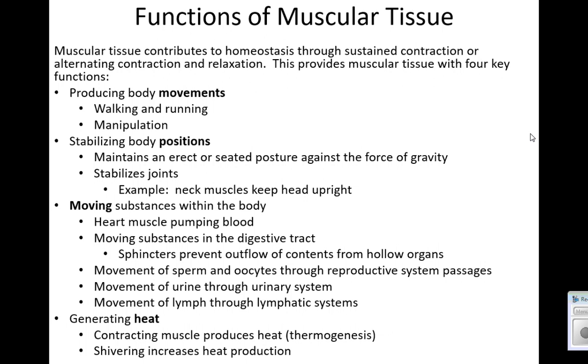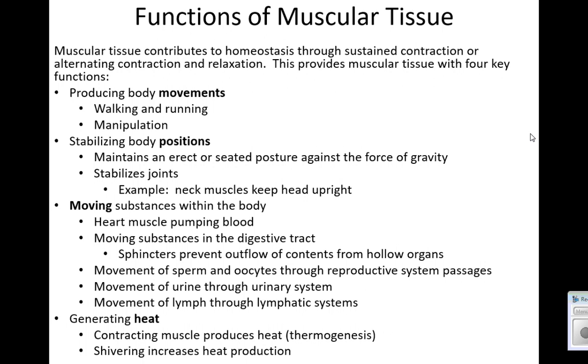Now, these 4 major functions might point more towards one of those 3 than all 3. For example, the first 2 functions, the production of body movements and the stabilization of body positions, relate strictly to skeletal muscle. Our muscle in our heart and our muscle in our organs is not going to help produce body movements. They're not going to help move us. Our skeletal muscle does that. Same thing for stabilizing body position, like keeping your head upright against the force of gravity involving muscles in your neck. That's strictly skeletal muscle.